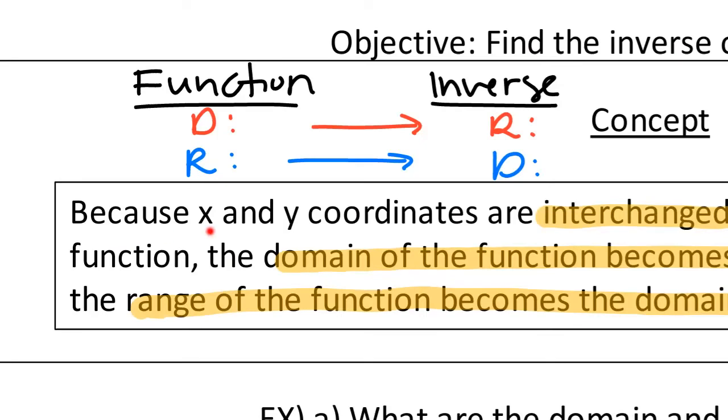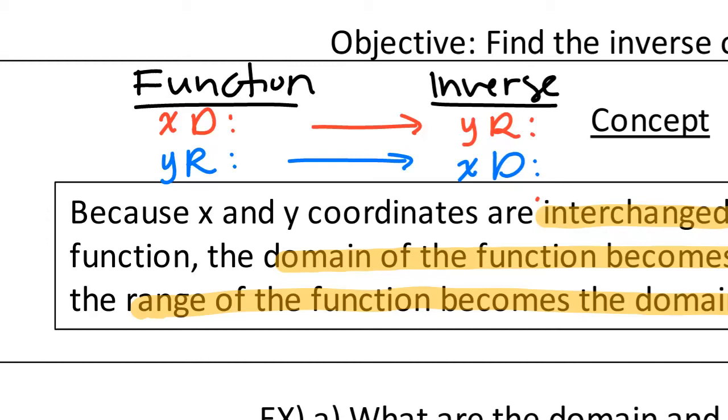Because the x and the y are switched, the domain is basically all the x values is going to become the range of the inverse. And then the range are the y values in the function. They're going to become the x values in the inverse, which correlates with the domain. That is confusing. It's basically because the domain in the function is x, they're going to become the y's in the inverse. And then the y's in the function are going to become the x's in the inverse.